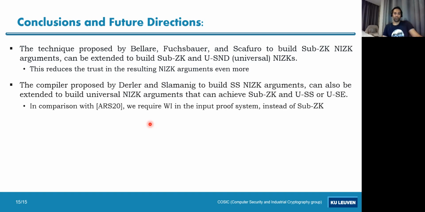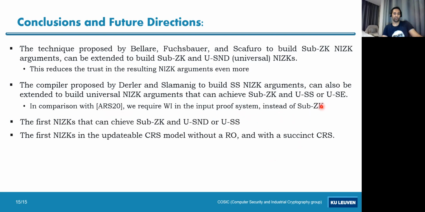So the compiler proposed by Drijvers and Slamanig can be extended again to the updatable CRS model to build updatable simulation sound and updatable simulation extractable NIZKs. And as I mentioned before, in comparison with the related work presented in ARS-20, we require witness indistinguishability in the input proof system rather than subversion range, which is weaker. But as I mentioned, their proofs are succinct and our CRS is succinct. So our results give the first NIZKs that can achieve subversion range and updatable simulation soundness or extractability. And these are the first NIZK arguments in the updatable CRS model that don't use a random oracle but have a succinct CRS. I mentioned that until now the only construction that didn't use a random oracle had a CRS of size n squared, where n is the circuit size.